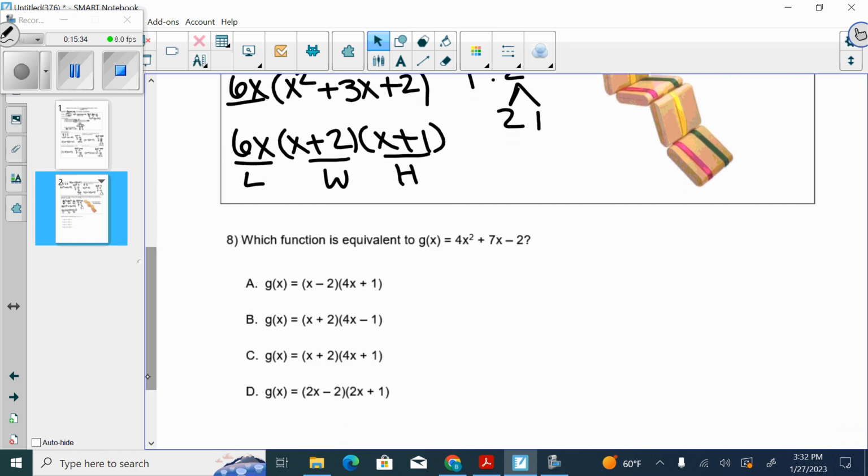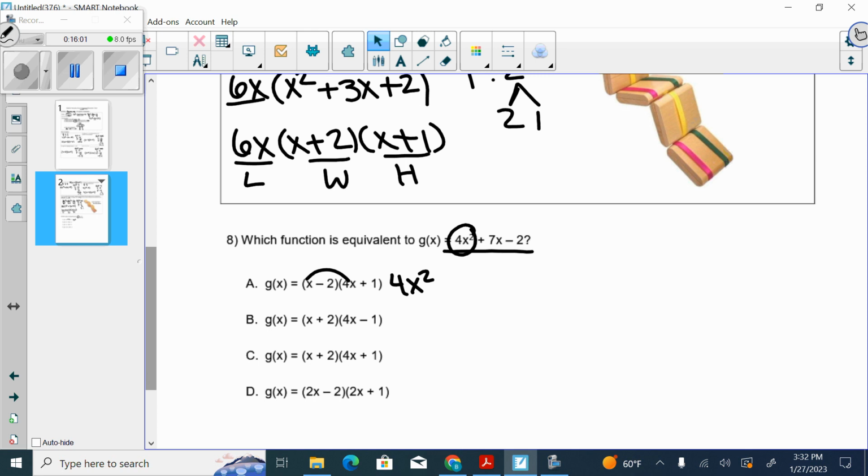All right, last one. It says, which one of these functions is equivalent to this? Okay. Well, if it starts out with a 4x squared, that means when we multiply the first two things together, it has to give us 4x squared, right? So let's check here. I've got x times 4x. What's that? 4x squared. Okay, so that one has it.